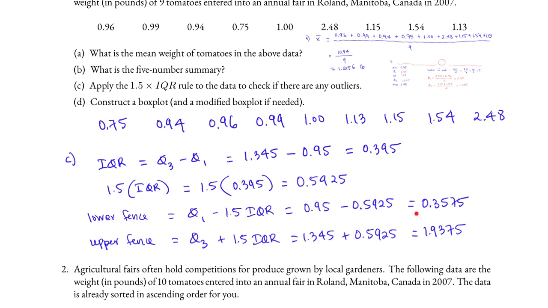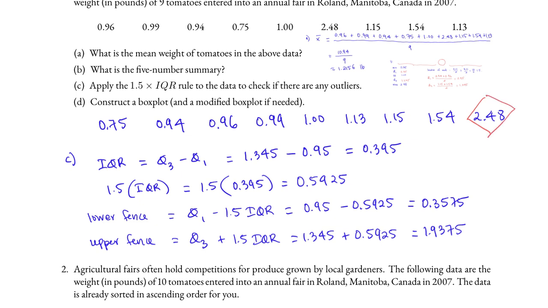Any number that is less than the lower fence is an outlier. Our minimum is 0.75, which is the smallest number. There is no number in the dataset that is less than the lower fence. Any observation that is greater than the upper fence is an outlier. We see that the maximum is 2.48, which is more than 1.9375. This maximum is an outlier.